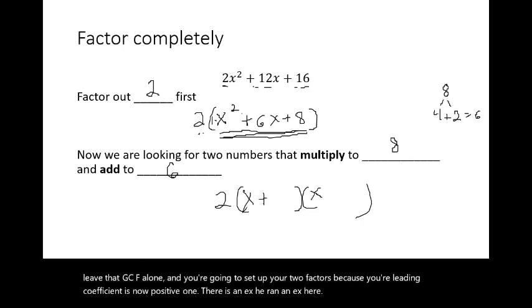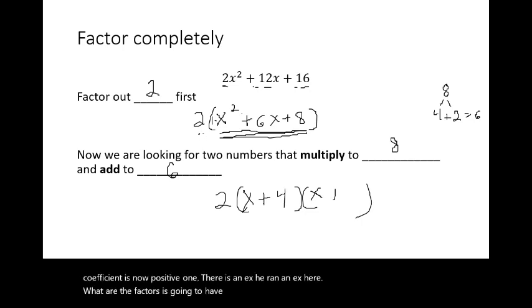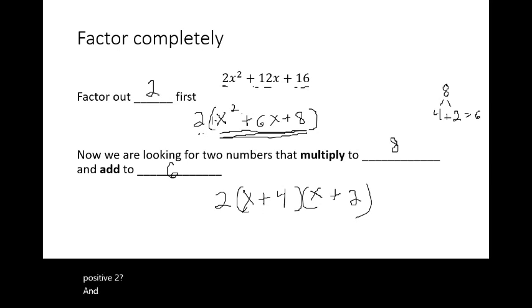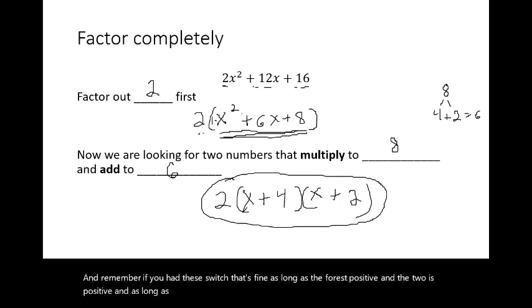One of the factors is going to have a +4, and the other one is going to have a +2. And remember, if you had these switched, that's fine, as long as the 4 is positive and the 2 is positive, and as long as that GCF remains part of your final answer. So then that is now fully factored.